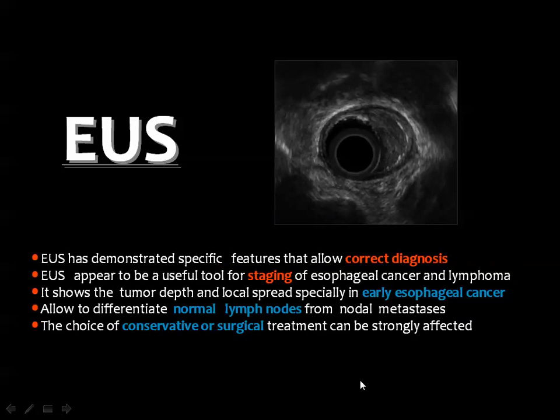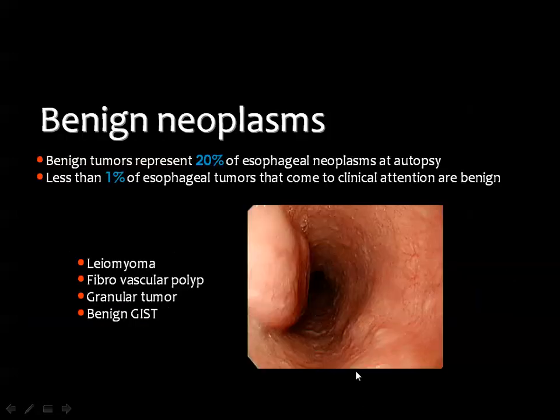esophageal metastases. As you all know, endoscopic ultrasound is one of the sensitive modalities, especially in the early stages of esophageal malignant lesions, since it is able to see the esophageal layers. So it's very helpful in the assessment of early stages of esophageal cancer, and also it can differentiate between the normal lymph nodes and nodes containing metastases, and it can help in the selection of the line of treatment.